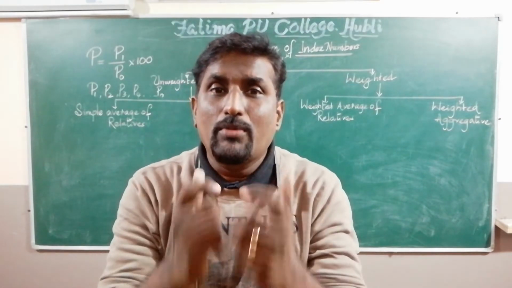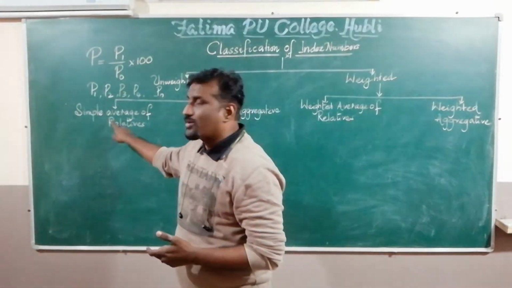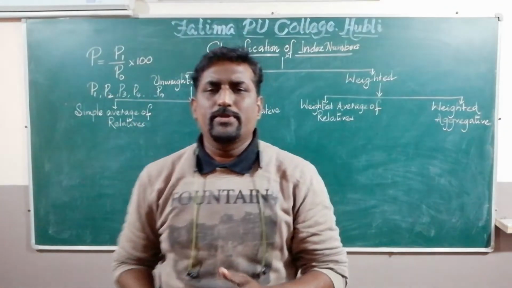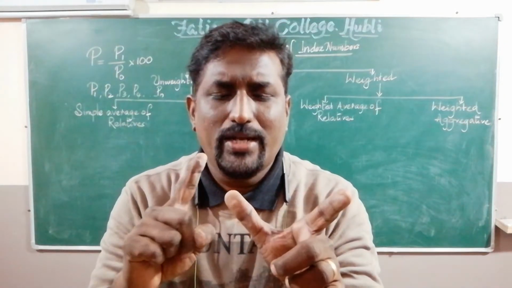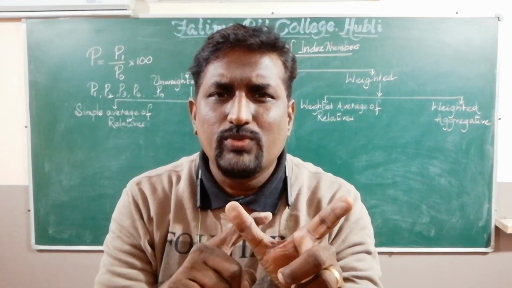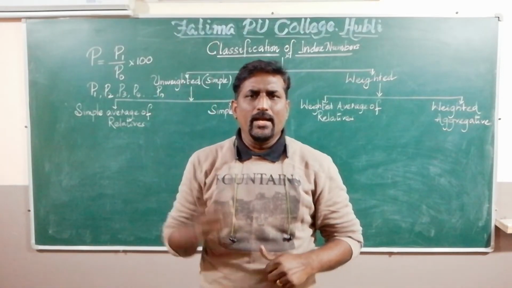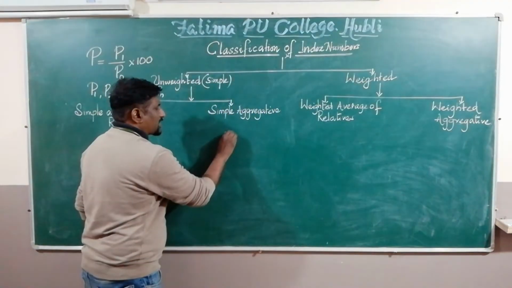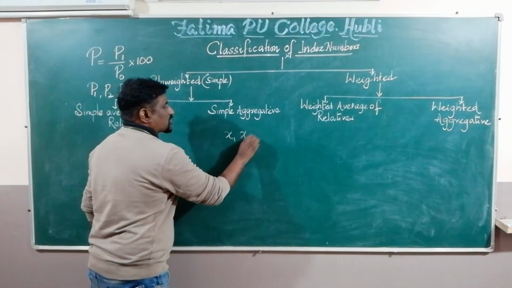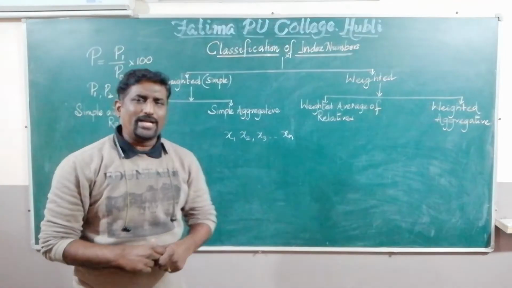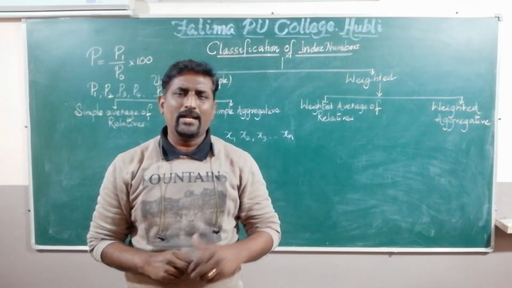Why am I telling you about these averages? Just because there is a word called average here. Simple average of relatives. Average means, let us think about 2 averages. One is arithmetic mean, and geometric mean is another average. Okay, imagine you have values like x1, x2, so on up to xn. So many observations you have. How do you calculate the arithmetic mean of these n observations?